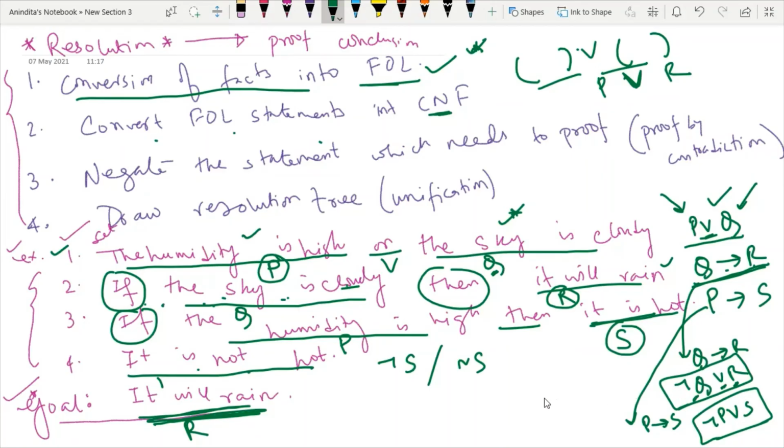And what about the rest? In this case, these are single literals. So there is no need of converting them into CNF. So step number 2 is done.